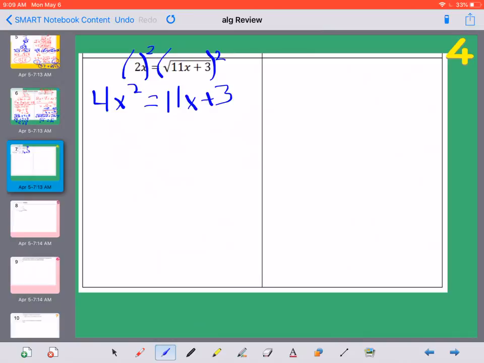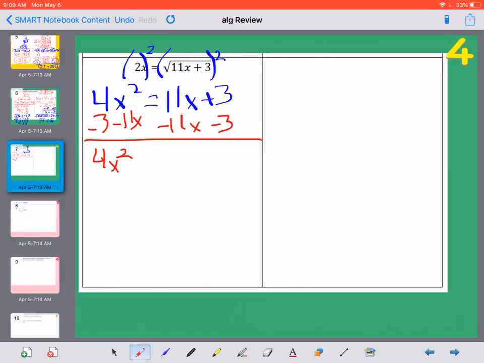Now I want to solve, so I want a 0 on one side. So what I'm going to do is move everything else over. So I'm going to subtract 11x and subtract 3. So we get 4x squared minus 11x minus 3 equals 0. Now what I have is a trinomial. So the trinomial tells me that I have to factor this.